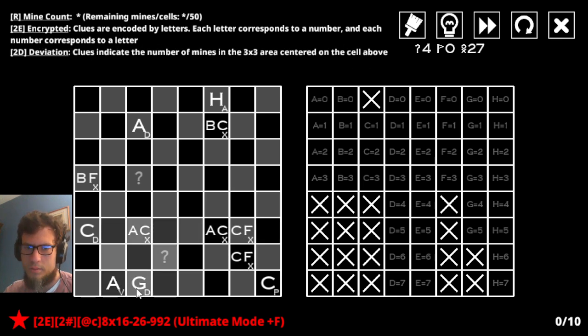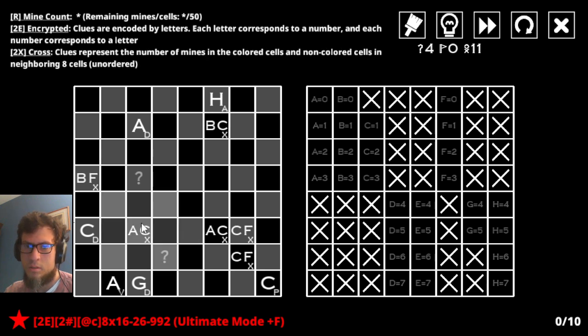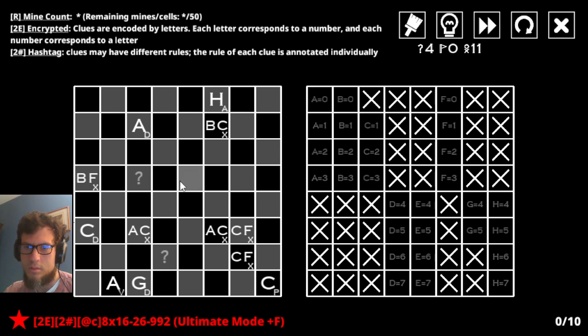Okay. Deviation. Deviation again. That's cross. Alright. Well, these 4 have to be 4, 5, 6, 7. So that means they can't be any of the other things. And that means the other 4 things have to be 0, 1, 2, 3. Okay. So that's like, yeah. That's the thing. Okay.